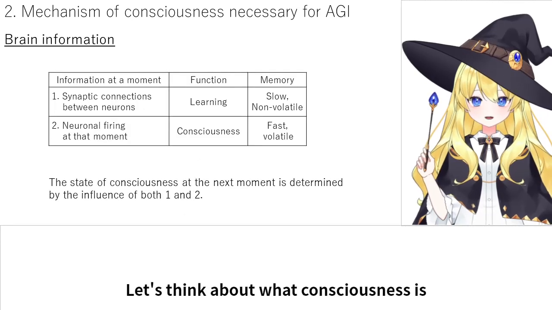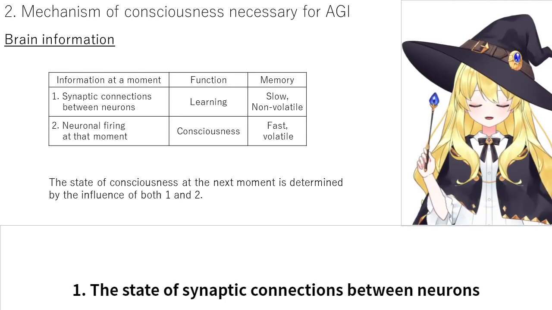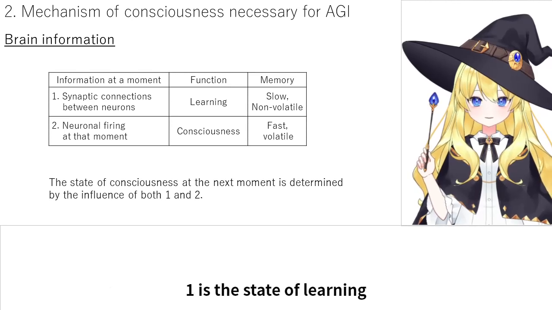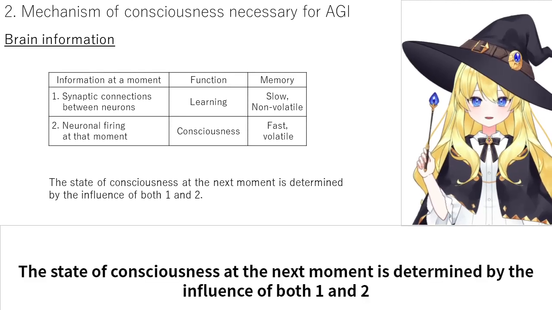Let's think about what consciousness is. At any given moment, the brain holds two types of information. 1. The state of synaptic connections between neurons. 2. The state of neuronal firing at that moment. 1 is the state of learning. 2 is the state of consciousness. 2 is fast but volatile memory. The state of consciousness at the next moment is determined by the influence of both 1 and 2.